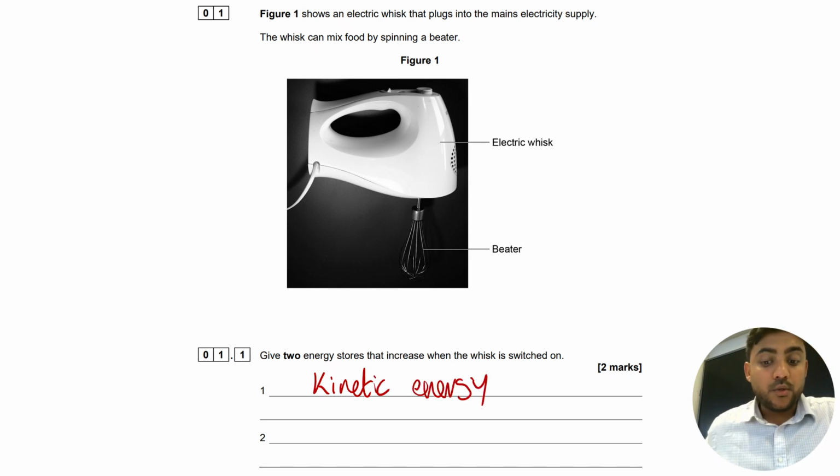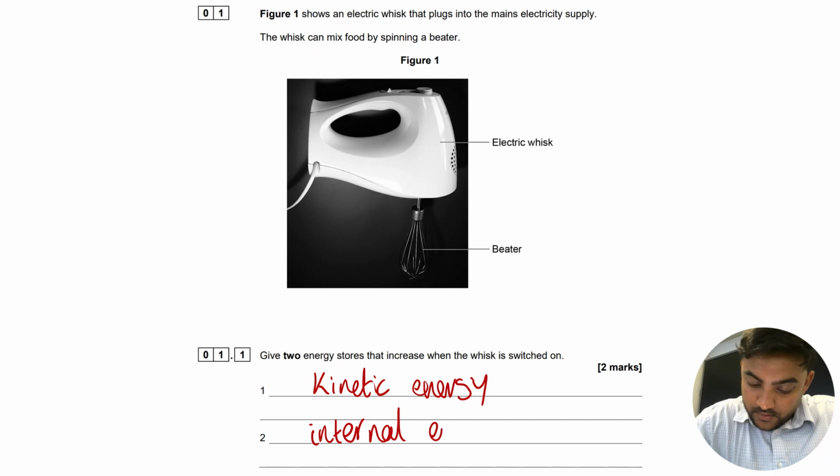The machine or the food that absorbs the kinetic energy will increase in its internal energy. You could also say thermal energy. Maybe the whisk heats up. These both increase.